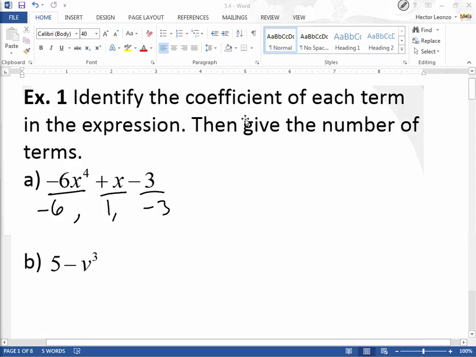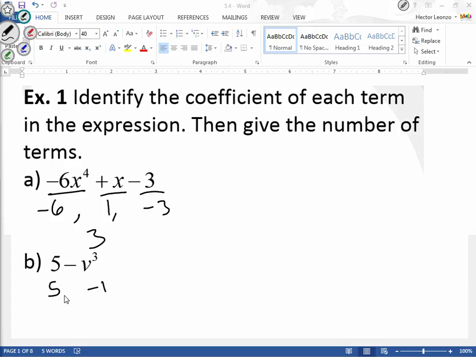Then it's asking us to give the number of terms. In this case, I have 3 terms. So once again, the coefficients are the leading number of each term with the sign included. So if I have a plus, obviously it's a positive. If I have a minus, it's negative. Now looking at my example B, my coefficients are going to be 5 and -1. All right, always separated with a comma. Asking me how many terms do I have here? I happen to have 2 terms.